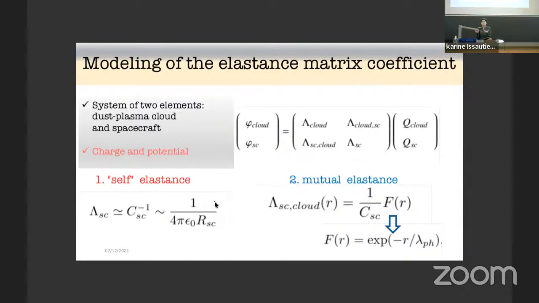It's obvious that it depends on the distance between the spacecraft and the cloud. And so it depends, of course, on the spacecraft capacitance, but we also need to define this f function that depends on the distance. It's a decreasing function because if R is 0, the function value will be 1, and if R goes to infinity, we will have 0 for f. We could choose basically anything for this f function, and we decided to use an exponential function.